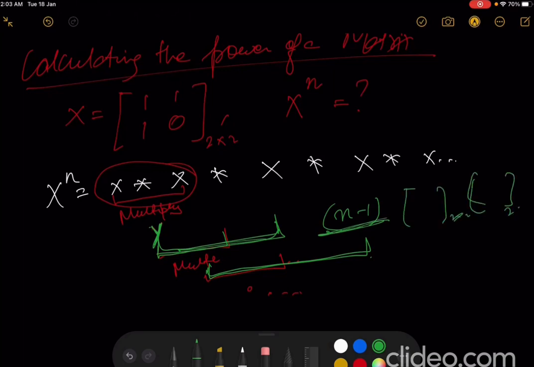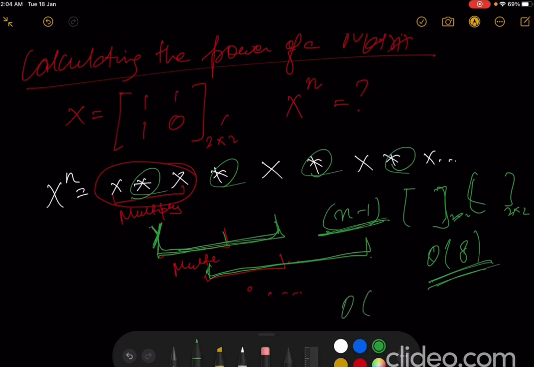Now multiplying two matrices of size 2 cross 2 will be an order of 8 operation, basically order of m cube operations, where m is the order of the matrix. Since it's a square matrix, it will be of the order of 8. Doing it n minus 1 times gives you order of 8 into n time complexity. So this is the time complexity if you find the exponent of the matrix in this way.